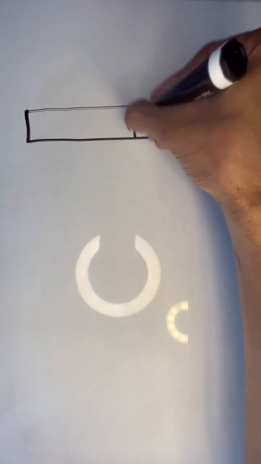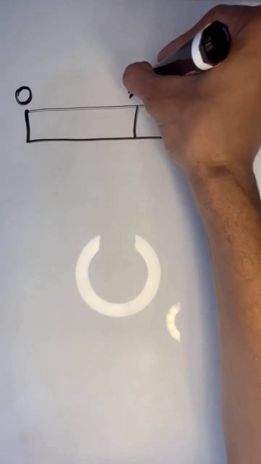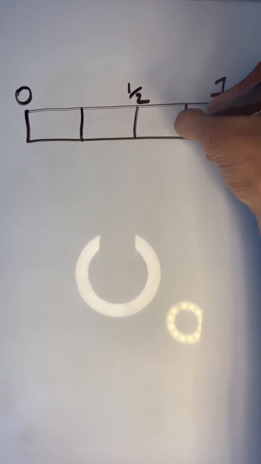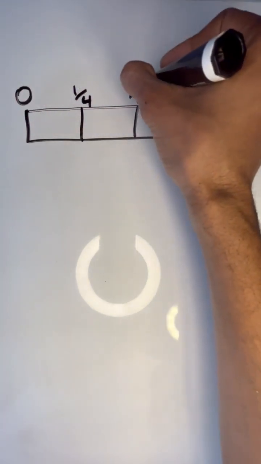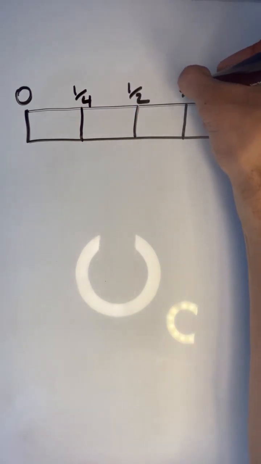Let's divide this into two sections. The measurement between 0 and 1 is 1/2 of an inch. Let's divide this into four sections. The measurement between 0 and 1/2 is 1/4 of an inch, and the measurement between 1/2 and 1 is 3/4 of an inch.